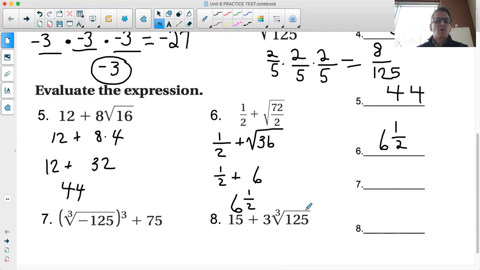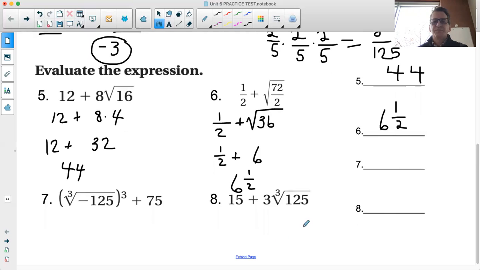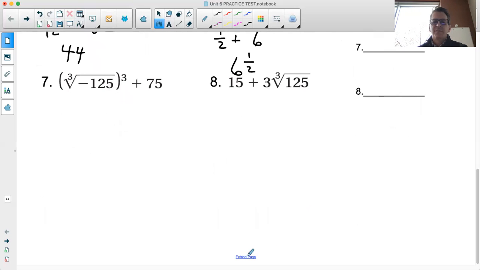Number 7, we have the cube. So those two are square roots. The second two are going to be cube roots. Let's take a look at 7 and 8.